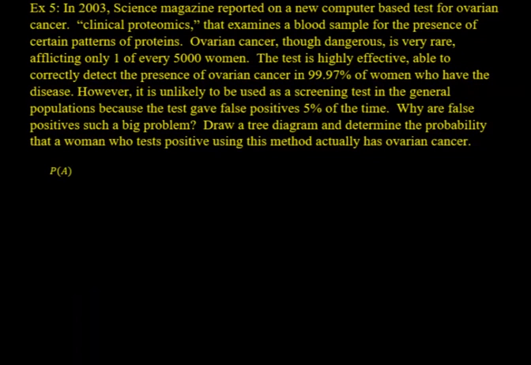So now we're going to find the probability of A, which is has cancer, no cancer. First branch, 0.0002, which is the probability they have cancer. On the bottom, we have 0.9998, which is the probability of no cancer.